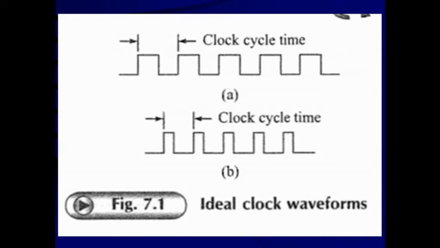The only main requirement is that the clock waveform must be perfectly periodic. That means this period should remain constant for a certain period of time. It should not change. The frequency of the clock waveform should be stable. That is a very, very important characteristic of clock waveforms.